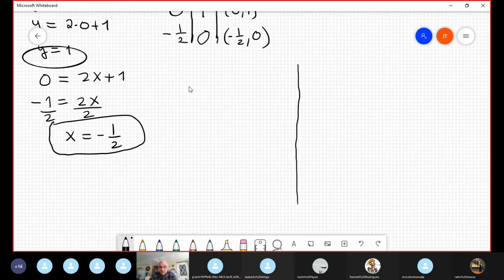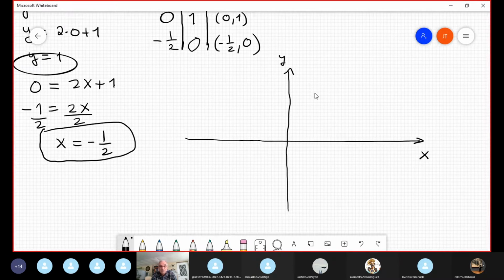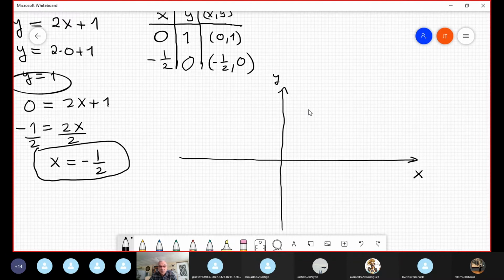This is my rectangular coordinate system. This is X, this is Y. You plot the point. The first point was 0,1. 0,1 is here. This is 1 positive, this is 1 negative, this is negative 1. And negative 1/2, I suppose, is here. It's in the middle between 0 and negative 1. This is the point, negative 1/2, comma 0.